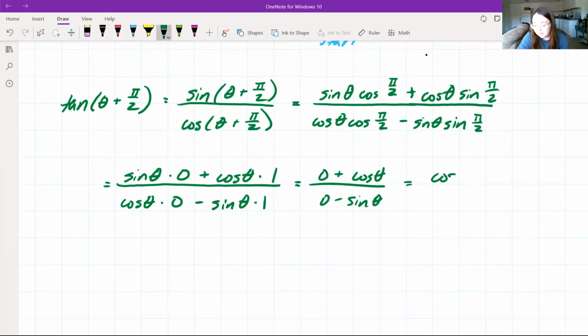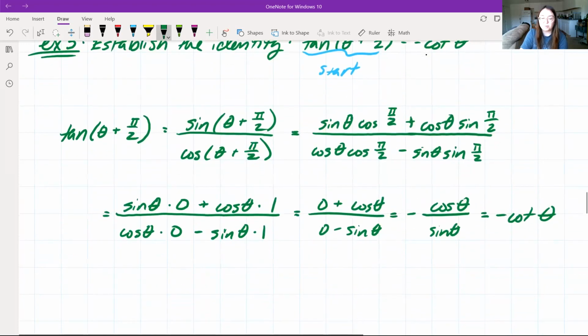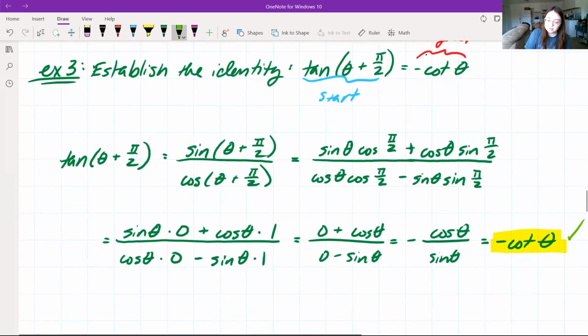Then we get cosine of theta divided by sine of theta, and since sine of theta was negative, this becomes negative, which then ends up giving us negative cotangent of theta, which was our goal. So we've correctly established this identity since we resulted in our goal. And all we did was rewrite our tangent of theta plus pi over 2.